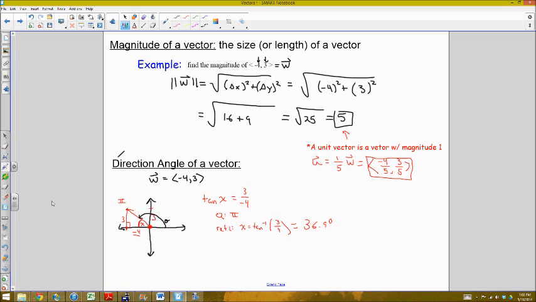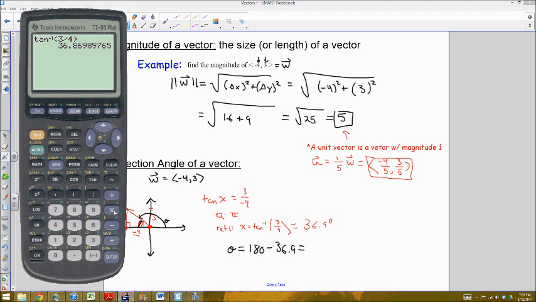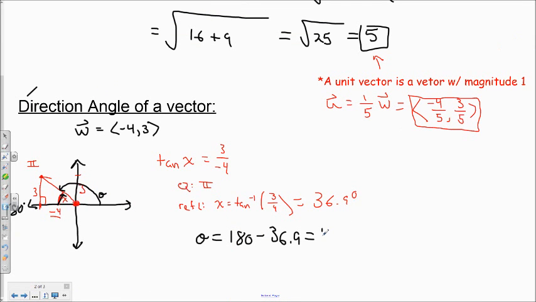Now to find my actual direction angle, since I'm in quadrant 2, and the end of quadrant 2 is 180 degrees, and my reference angle goes back 36.9 degrees, my direction angle would be 180 minus 36.9, which would be equal to, again, I'll use my calculator. I have 180 minus my previous result, which is 143.1. So that's my direction angle.